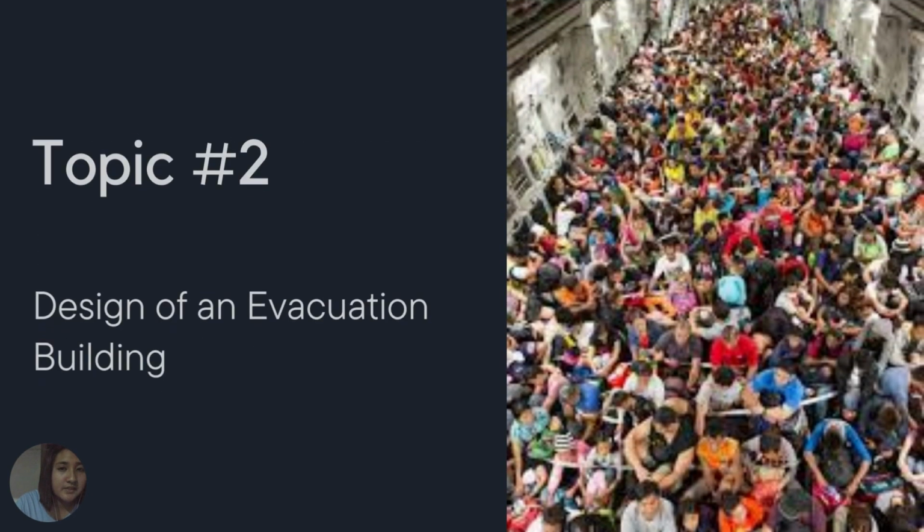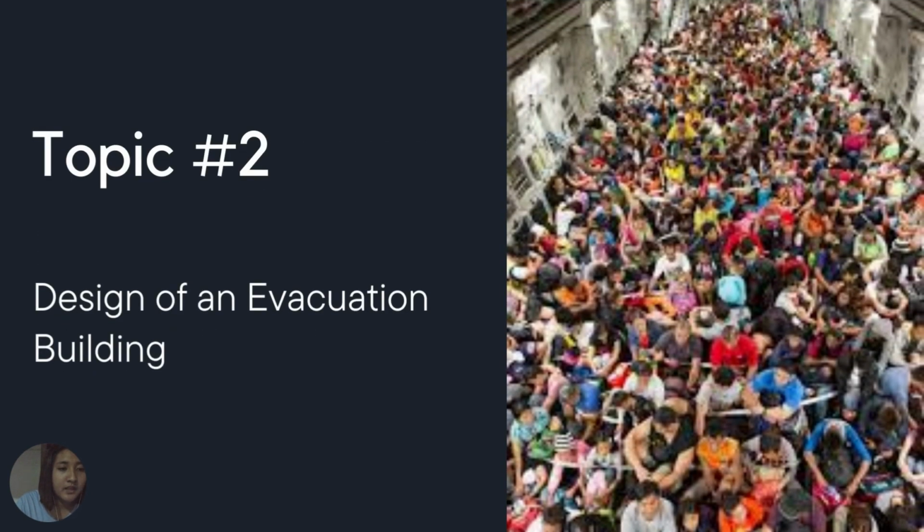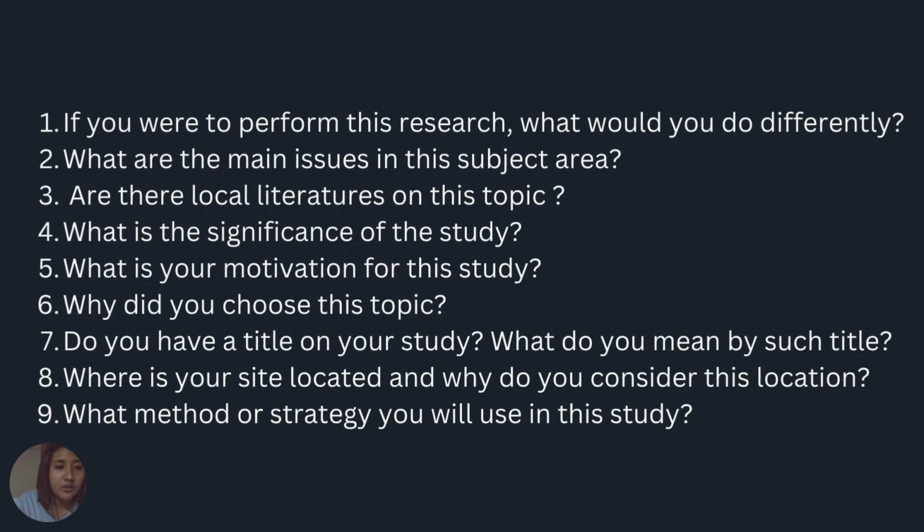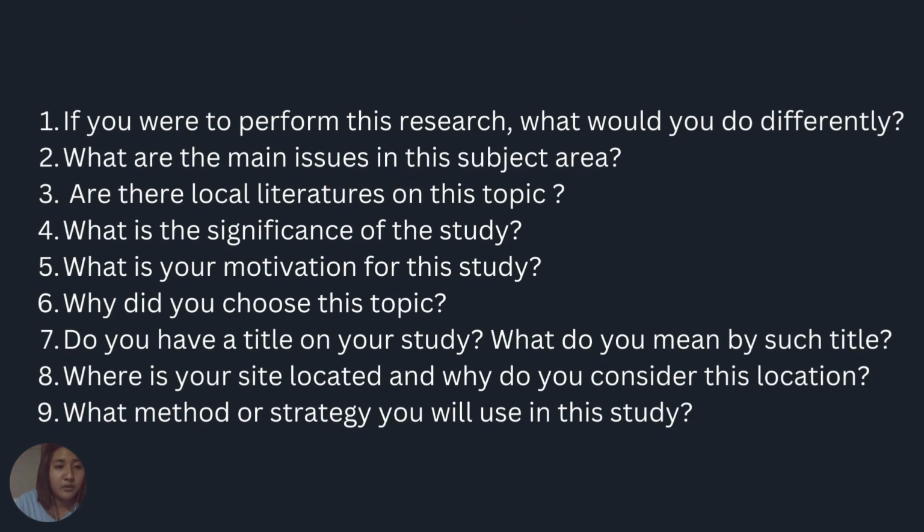My next topic is design of an evacuation building. Now let us proceed in answering the questions. Number 1. If you were to perform this research, what would you do differently?